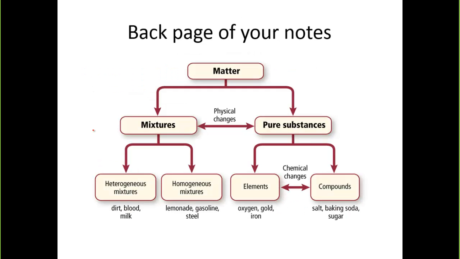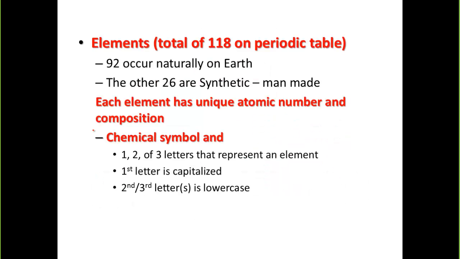Now, on the back page of your notes, we're starting out with our matter, and right now we're breaking onto this side, our pure substances, which is going to be just our elements or our compounds. So all of these are just our pure substances we're going to look into. The elements: there are 118 on the periodic table, 92 occur naturally on Earth, and the other 26 are synthetic or man-made elements. Synthetic means made by man. Each element has a unique atomic number and composition.